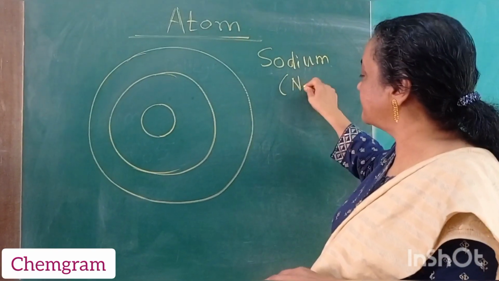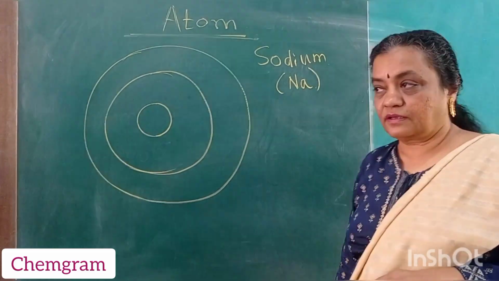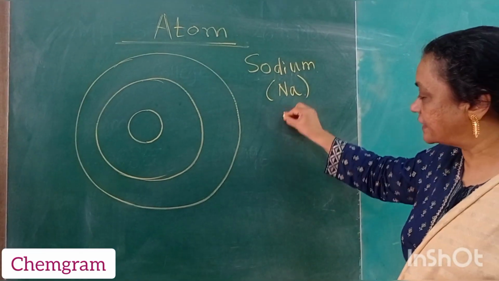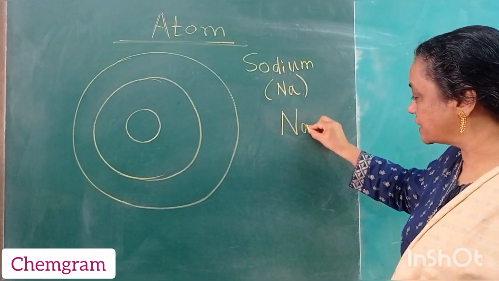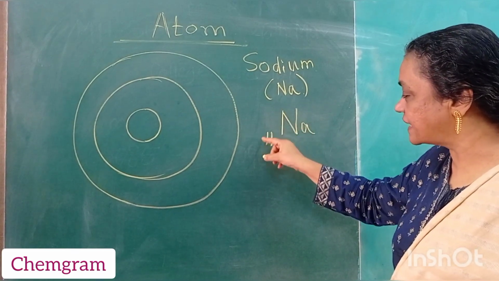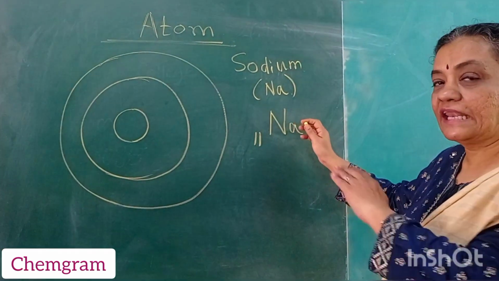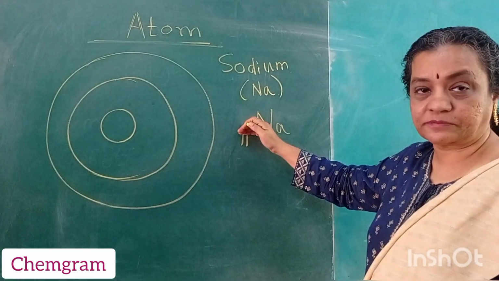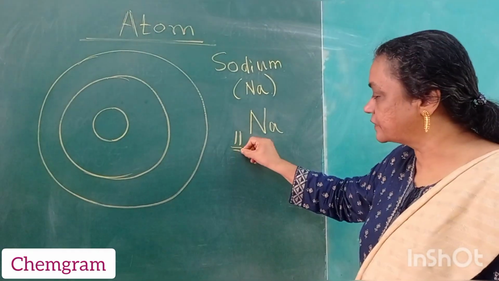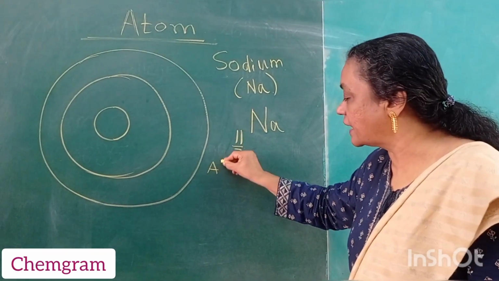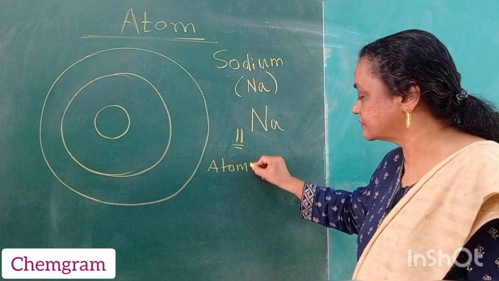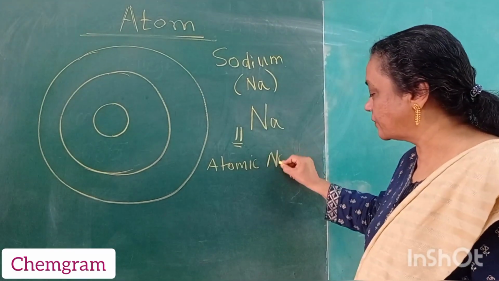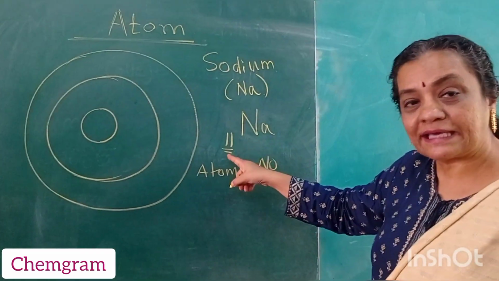Symbol is Na. And you know that the atomic number of sodium is 11. We always write the atomic number here, left lower part of the atom. So this is the atomic number. What is the meaning of the term atomic number? Atomic number of sodium is 11.